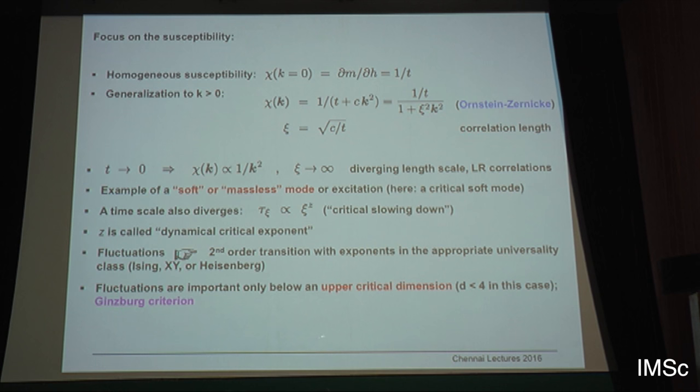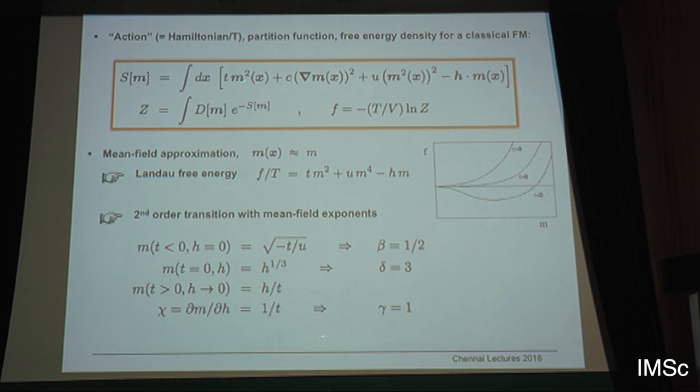Now, what happens is, fluctuations now lead to a second order transition with exponents that are different from these simple mean field exponents, and they fall into their appropriate universality class. So for instance, for my model, I assumed a vector-valued order parameter, m vector. Rotationally invariant. The energy doesn't depend on which direction the magnetization points in.